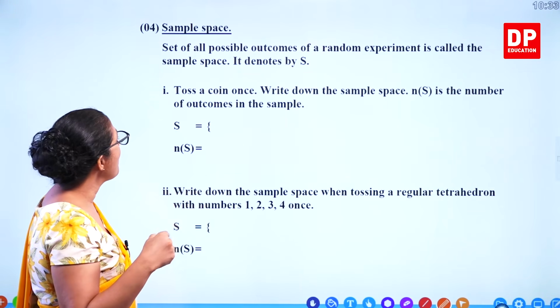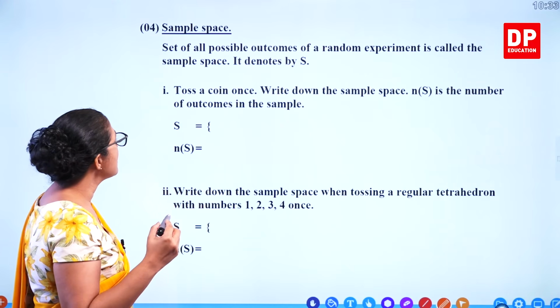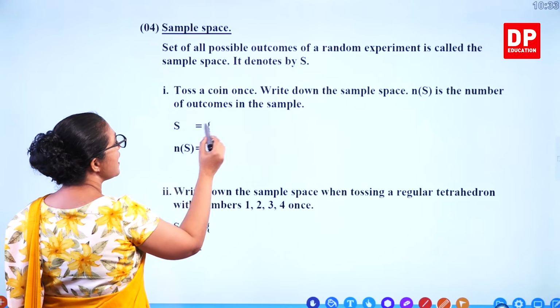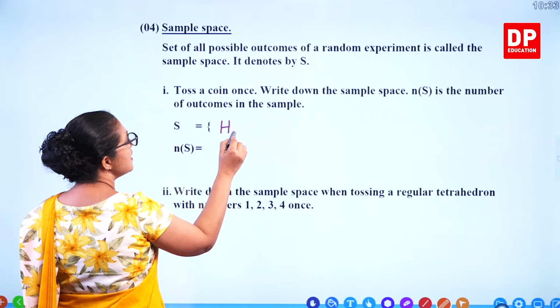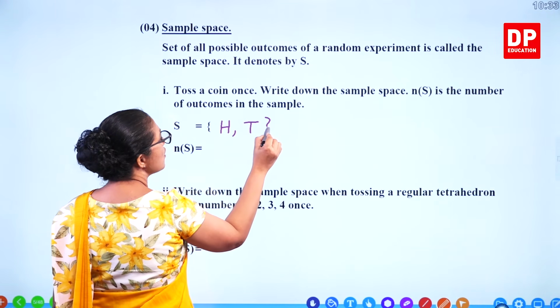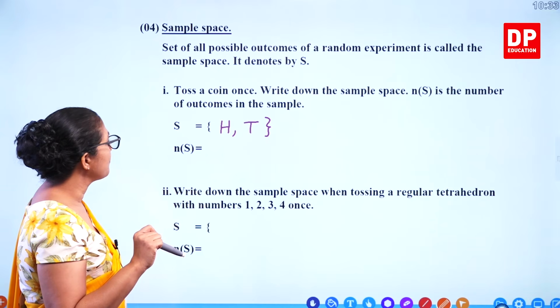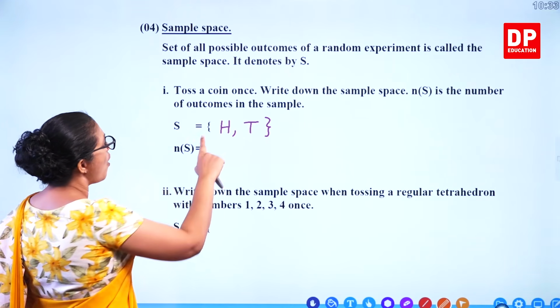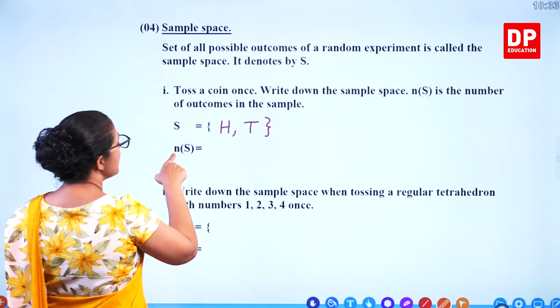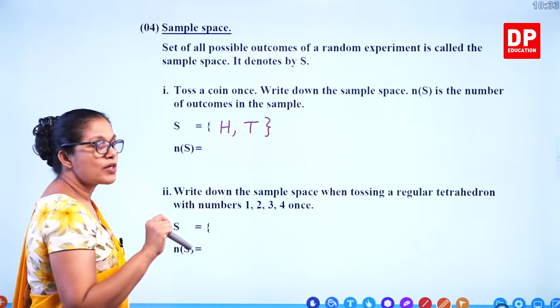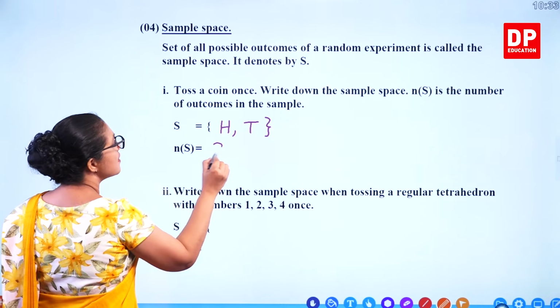So we'll find out when you toss a coin once, what are the possibilities you can get? You can get head or tail. So H I put for head, T for tail. Now 2 outcomes are there. So what's the number of outcomes in the sample space? You get 2.